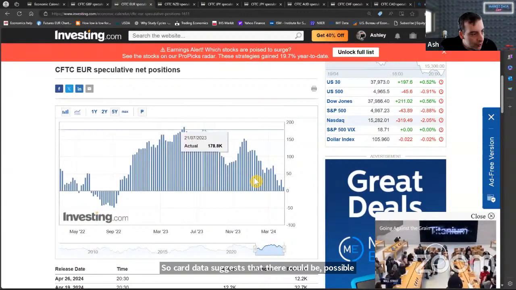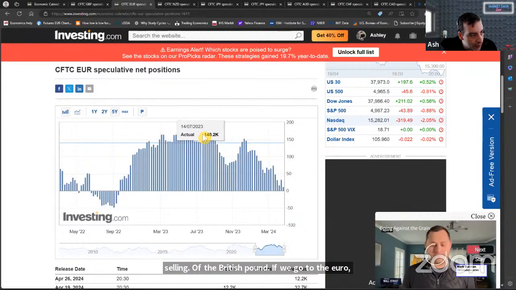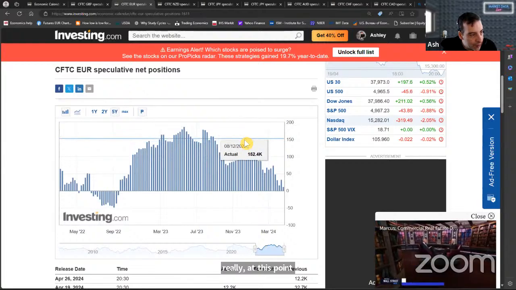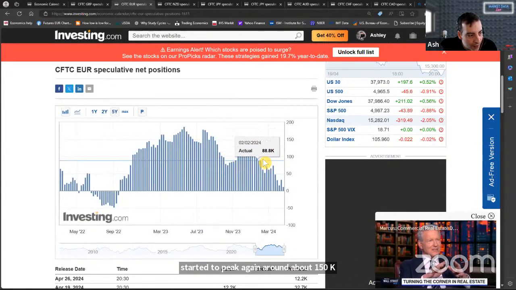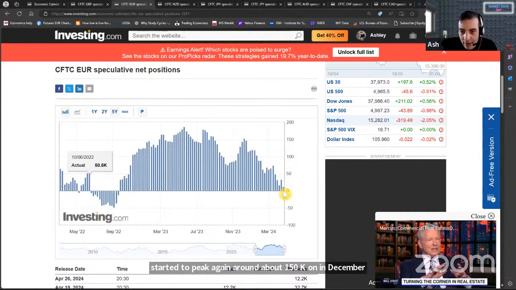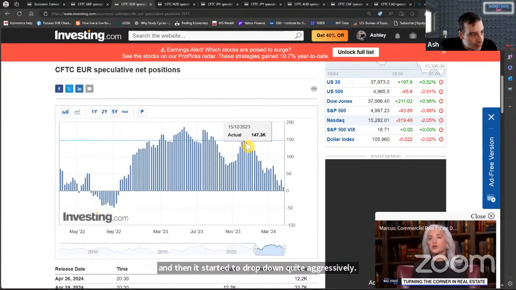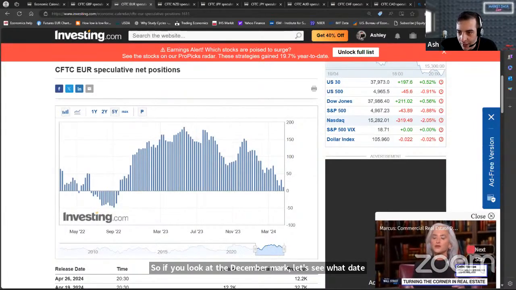If we go to the euro, same thing. You know, this thing started to peak really. At this point, it started to peak, but then it started to peak again around about 150k in December, and then it started to drop down quite aggressively. So if you look at the December mark, then let's see what date in December that was. 8th of December. Now let's see when we got the signal from the price action on the euro.